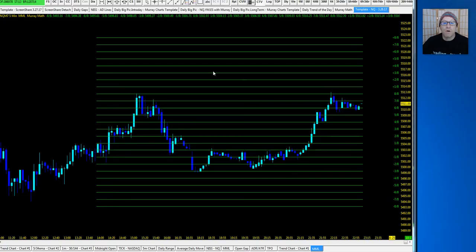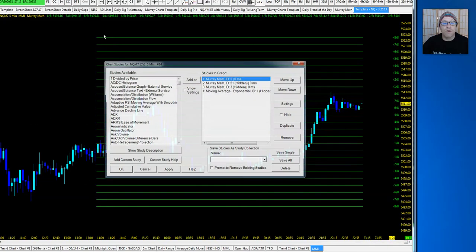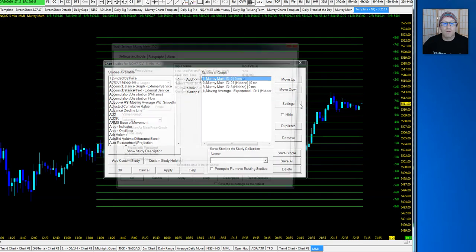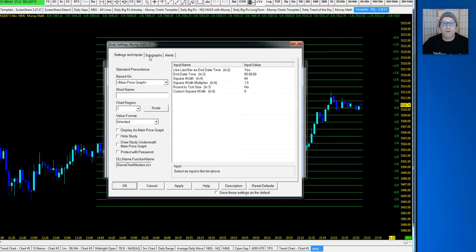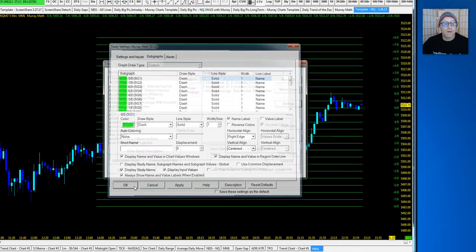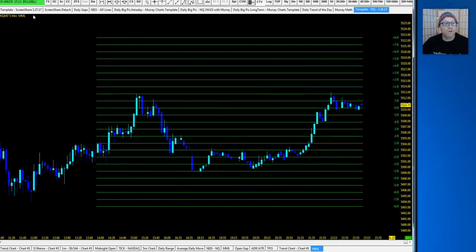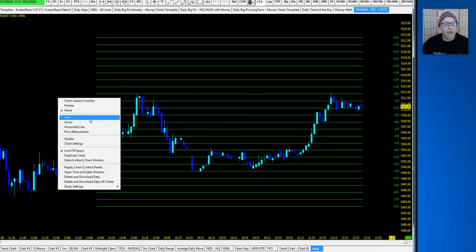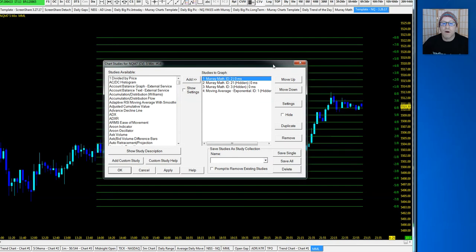All right, so what do we do? And by the way, if you don't want to see all these numbers on the top, you simply hit the settings, come over here to the subgraphs, and you make sure you uncheck the display study name, and bang, it's gone. All right, so what can we do with all these lines? Well, if you're a trading room member of ours, then you already have this study and it's been done for you. But let's just go ahead and we're going to replace the Murray Math.